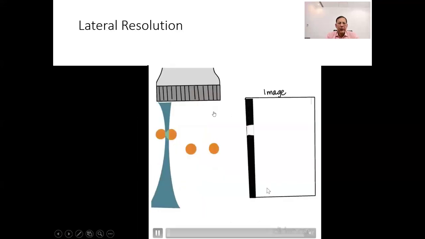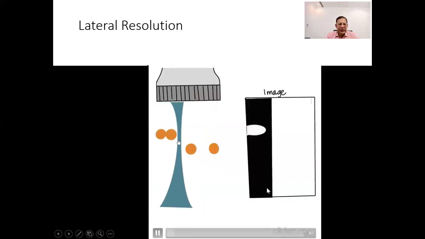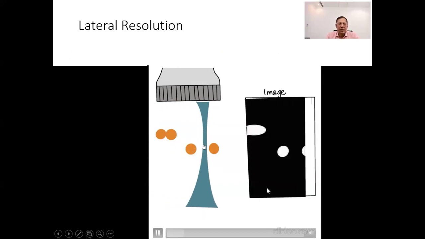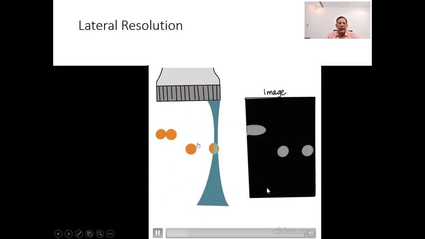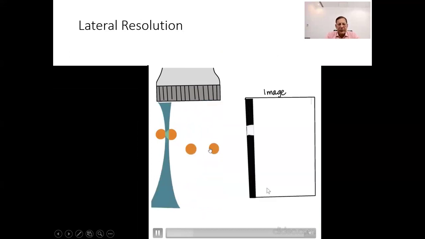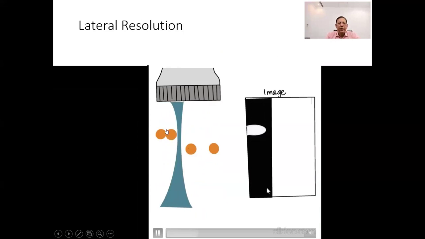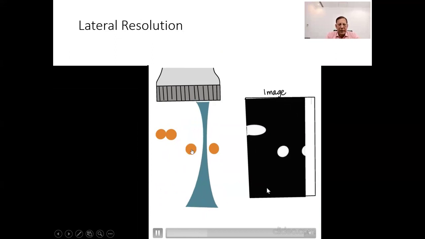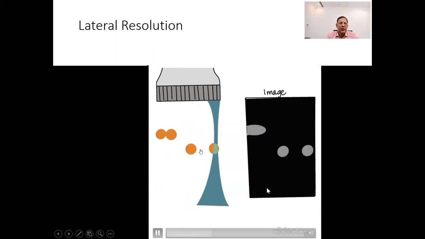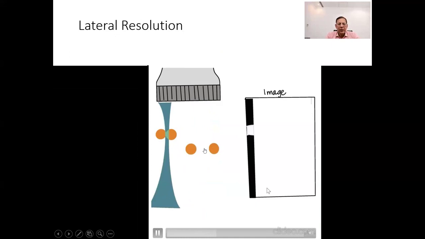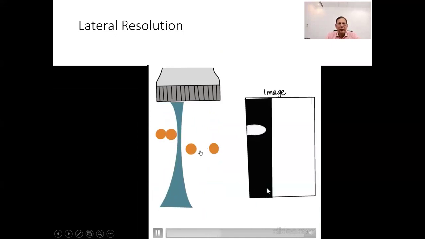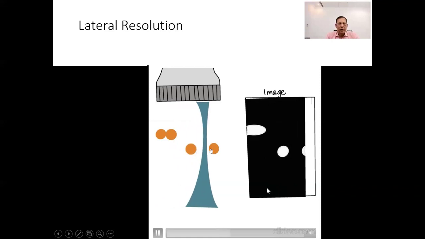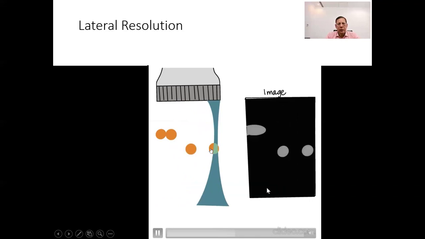The main determinant of lateral resolution is beam width or beam diameter. The narrower the beam, the better the lateral resolution. If the distance between two adjacent reflectors is less than the width of the ultrasound beam, they will appear as a single object. Lateral resolution increases when the distance is greater than the beam width. The primary method of improving lateral resolution is focusing. Lateral resolution is best at the beam focus.